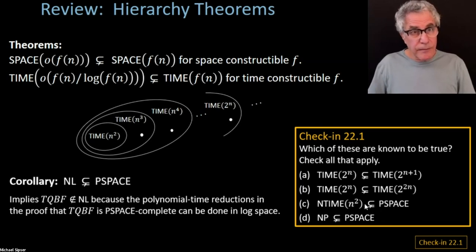C is a little trickier because you need to remember Savitch's theorem. Now, Savitch's theorem applies to space, but you also need to remember that what you can do in nondeterministic time n squared, you can also do in nondeterministic space n squared, which in turn you can do in deterministic space n to the 4th, which is properly contained within space n to the 5th. So you can prove that PSPACE properly contains nondeterministic time n squared. It's just a bunch of containments there.